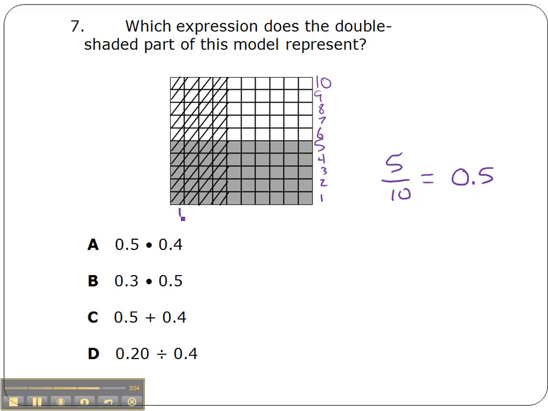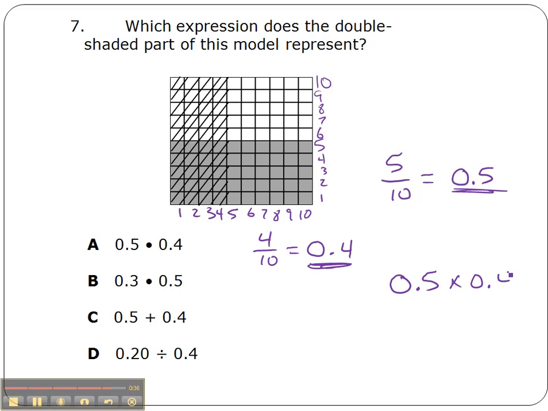Now our columns, we have 1, 2, 3, 4 columns with diagonal lines out of 6, 7, 8, 9, again 10 columns total. So 4 out of 10, or 4/10, which could be expressed as 0.4, 4 in the tenths place. And this again is a multiplication model. The double shaded area represents the product, so the product would be 0.5 times 0.4. The double shaded area would be represented by the product of those two decimals, and that is answer choice A. Pick up the review with problem 8 on the next video.